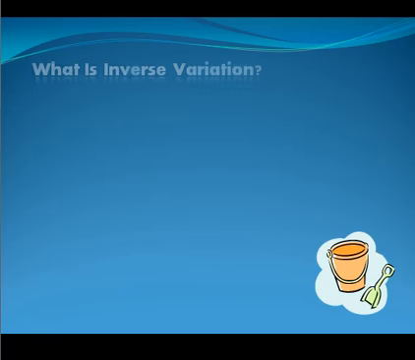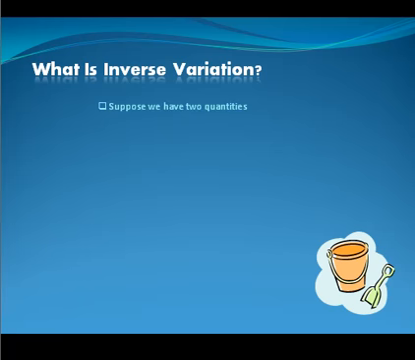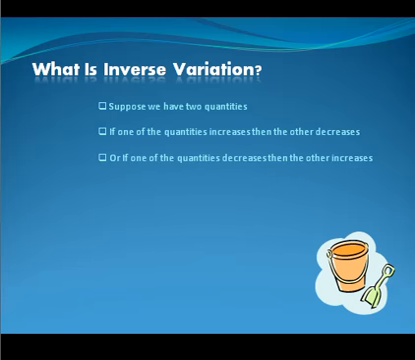So what is inverse variation? Suppose we have two quantities. If one of the quantities increases, then the other decreases. Or if one of the quantities decreases, then the other increases. The two quantities are inversely related. This is called inverse variation.